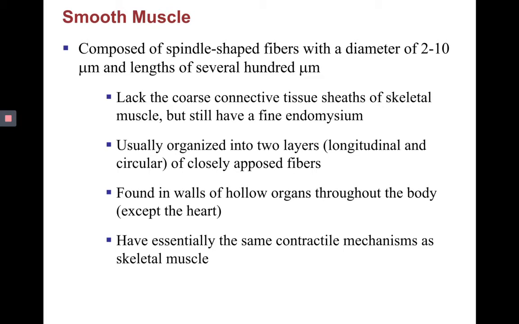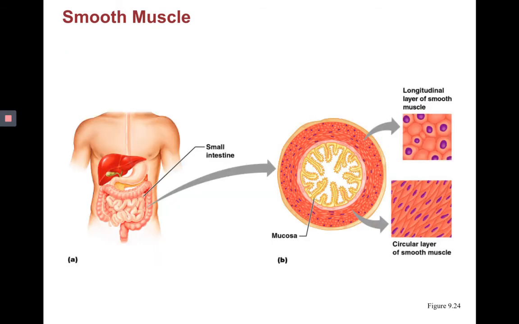Usually we're going to see that in the walls of hollow organs, that smooth muscle is organized into two layers, one layer with cells going longitudinally, and the other layer with cells going in a circular manner. And that means that the two layers are opposed, or that the fibers are perpendicular to each other. Keep in mind, smooth muscle is found in the walls of hollow organs. We find it throughout the body in all of these hollow organs except for the heart, which is made up of cardiac muscle. And we have pretty much the same contractile mechanism as skeletal muscle with a couple of changes.